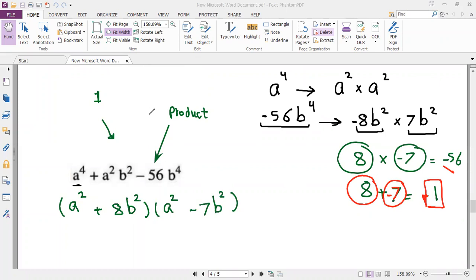And if you want to check it, you would get a multiplied by a is a raised to the power of 4. And if you multiply the second by the second, 8b to the power of 2 multiplied by negative 7b to the power of 2, a positive times negative is negative, and 8 times 7 is 56, so it's negative 56, and b to the power of 4. And what is in the middle? In the middle is the product of extremes plus the product of means. If you multiply the extremes, adding them to the means, you would get 1a to the power of 2b to the power of 2.